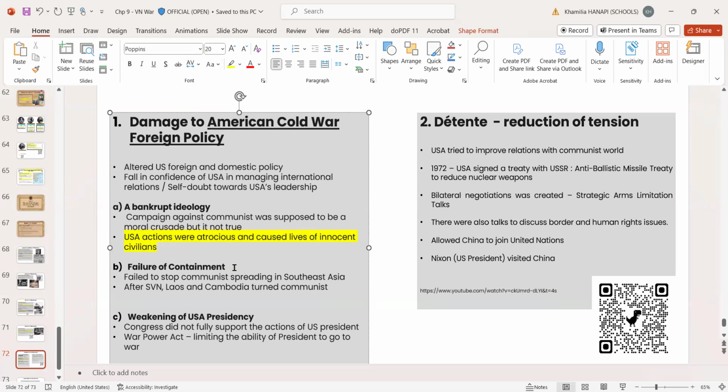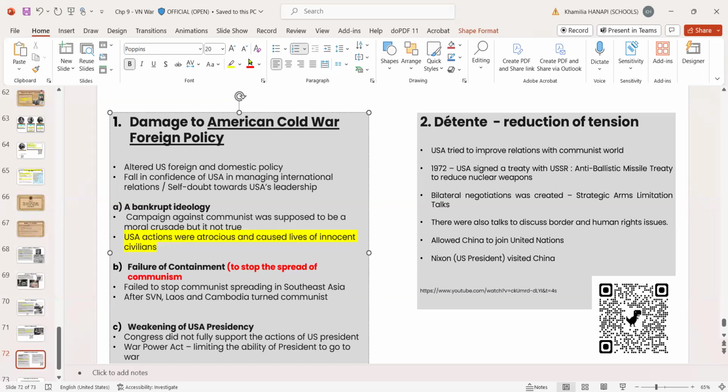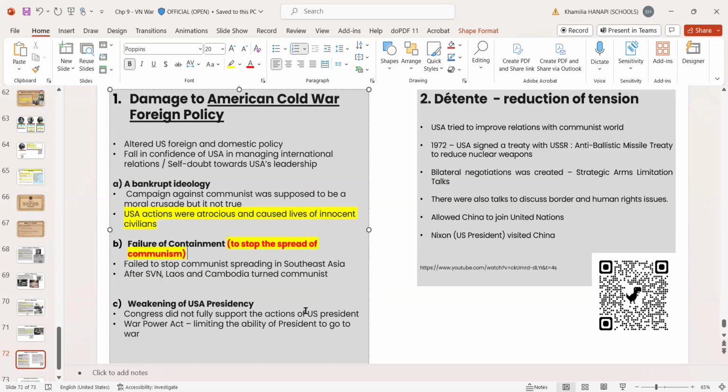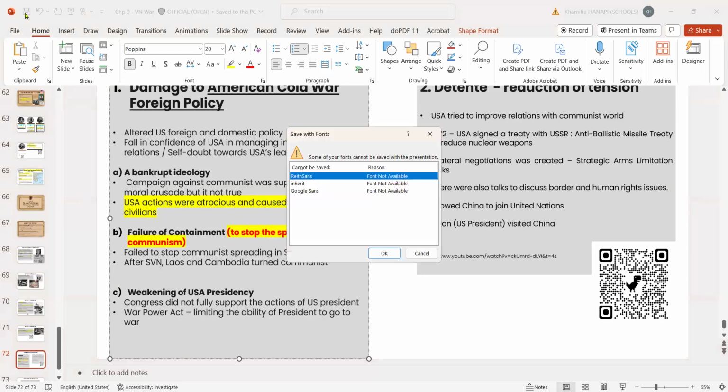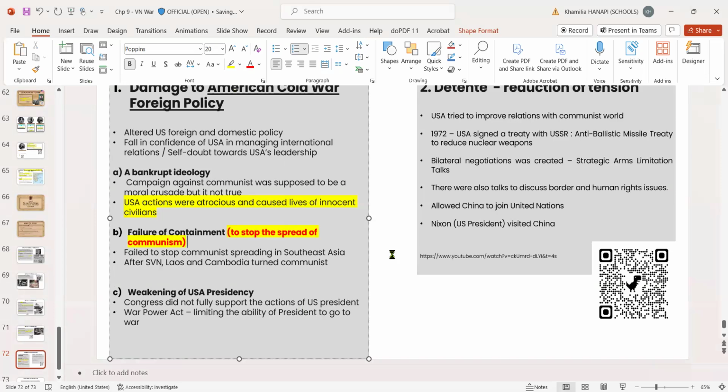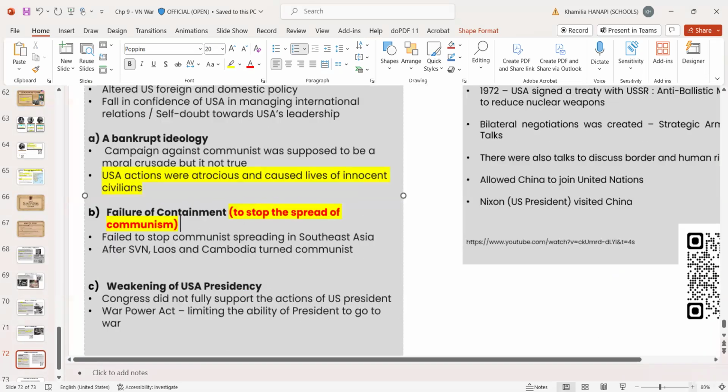America also failed containment. Remember the meaning of containment? Containment was to stop the spread of communism. Write it down: to stop the spread of communism. So it literally failed. This also showed that the US presidency, in fact, wasn't good. So because of that, Congress, which was the parliament, decided that there must be actions to stop the US president. So they had this limiting power.